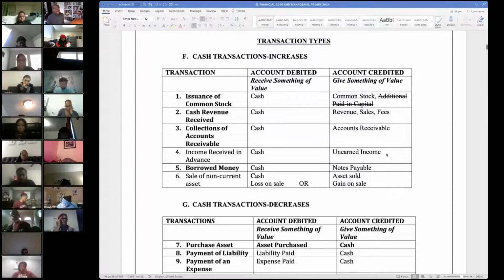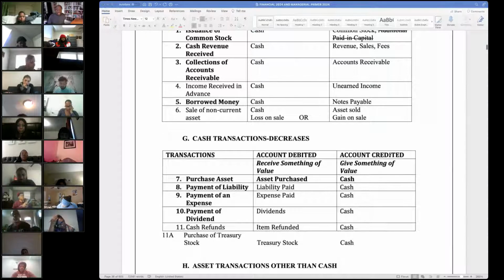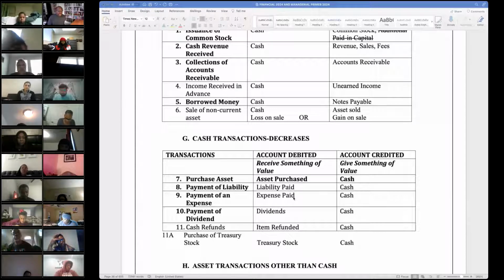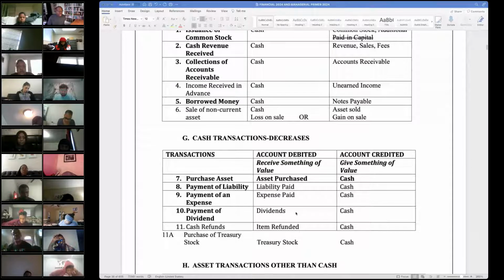If we're paying out money, it's 7, 8, 9, and 10, and we credit cash. If it's a 7, it means we purchased an asset, and we have to indicate what asset was purchased. If it's 8, it means that we paid a liability. We have to indicate what liability was paid. If we paid an expense, we're going to debit an expense, but we have to indicate which one. We credit cash. And if we pay a dividend, we're going to debit dividends and credit cash. So those are the 8 of the 11 types of cash coming in or cash coming out.